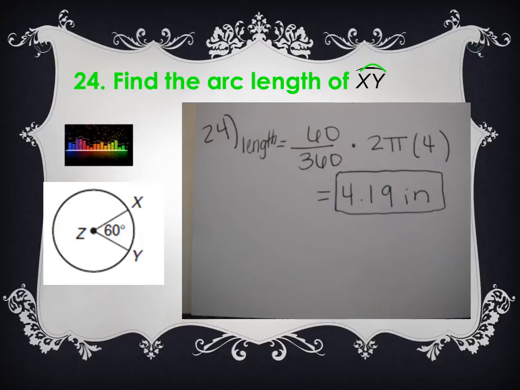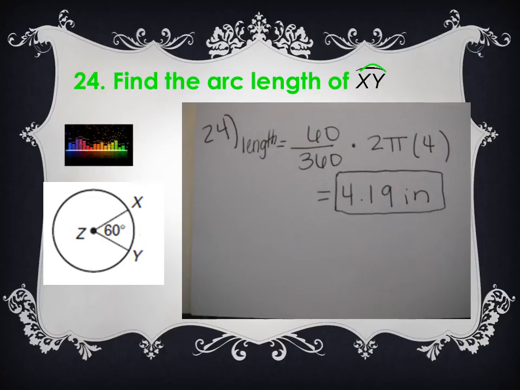This problem asks us to find the arc length. Again, we've got to remember that arc length is different than arc measure. Arc length is a piece of the circumference. Therefore, you find the piece of your sector and you multiply it by the total circumference of the circle. Our arc measure of arc XY is 60 degrees.